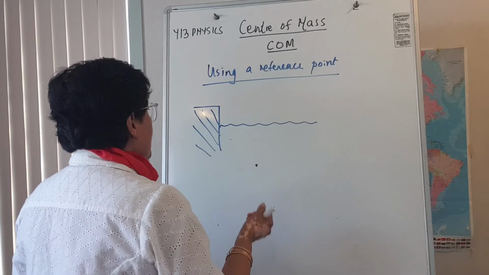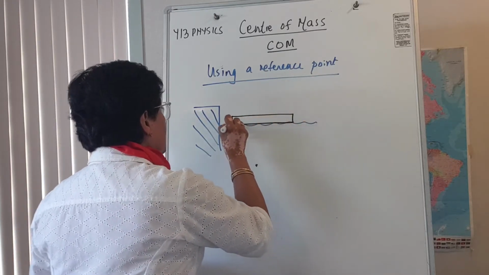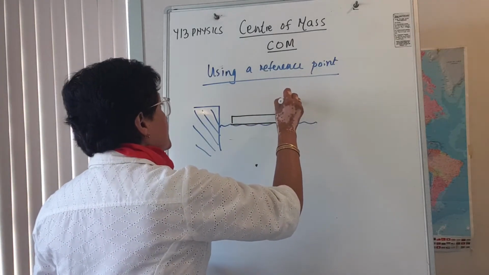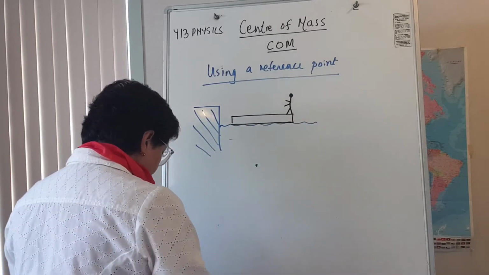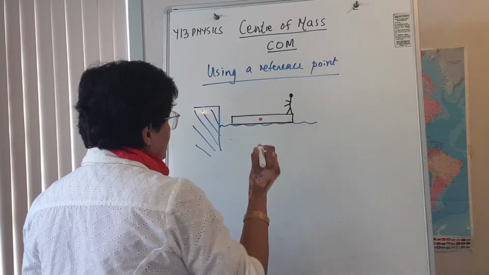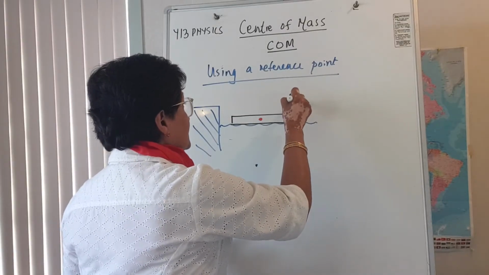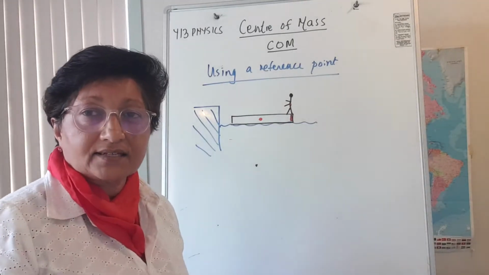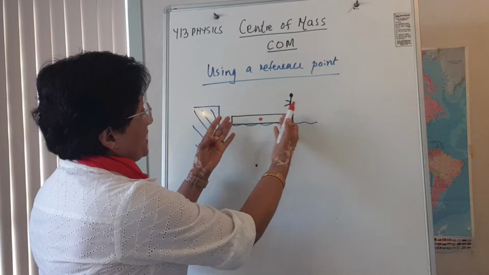And let's say we have a plank of wood that can float on the water. And let's say we have somebody who's standing there, okay? Now the center of mass of the plank of wood is at the center of the wood, if it was a uniform plank. The center of mass of this girl is somewhere in her center. So with respect to the plank of wood, let's say it's right at the end there. The center of mass of the system is somewhere in between.